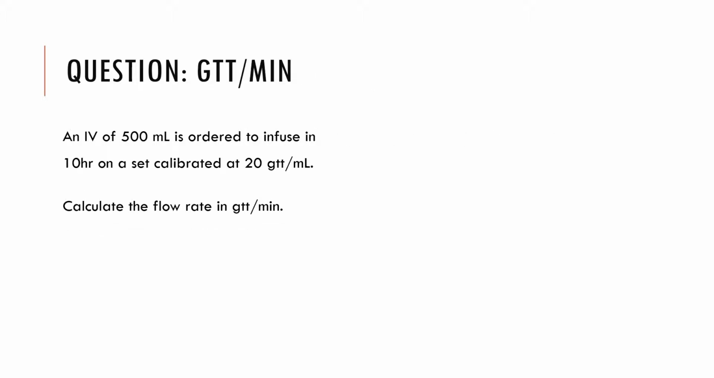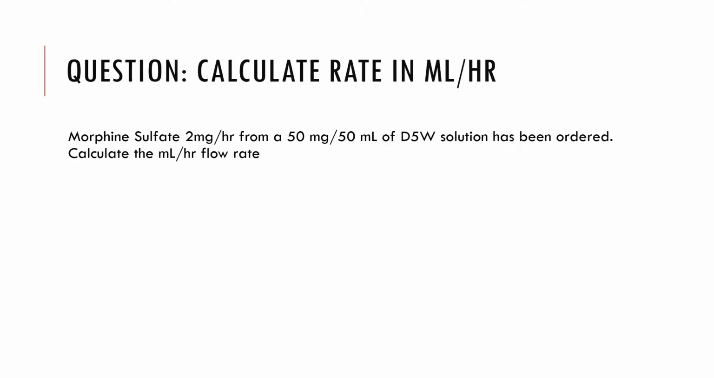Here's another of the same thing, drops per minute. It just has a different flow rate. And then calculate rate in milliliters per hour. IV rate is always milliliters per hour if you're putting it on the pump. Absolutely always, forever and ever. So this gives you the morphine, the medication that the patient's getting, 2 milligrams per hour, and it's mixed as 50 milligrams in 50 mLs, and calculate the mLs per hour flow rate.